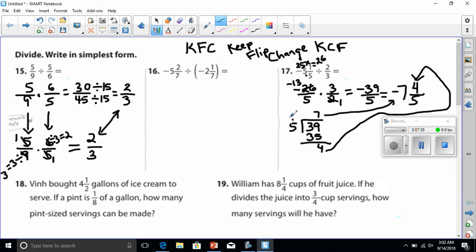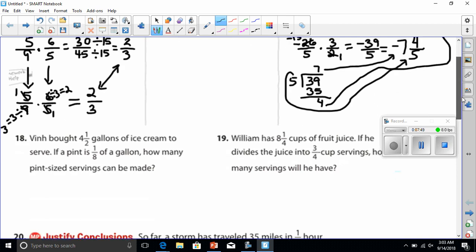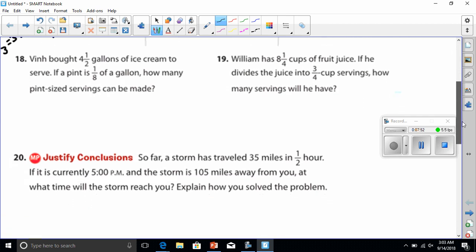And our 5 is going to be our denominator. All right, and that is the answer for 17. Let's go to question 19. William has 8 1/4 cups of fruit juice. If he divides the juice into 3/4 cup servings, how many servings will he have?